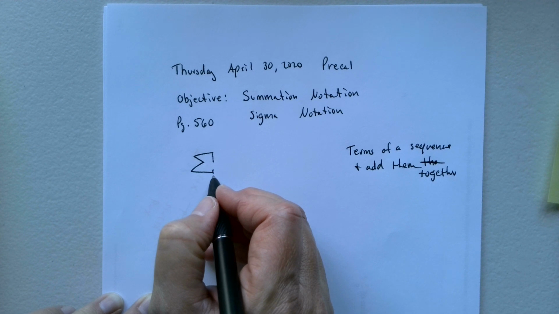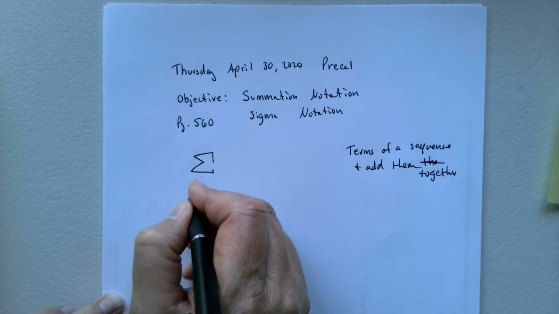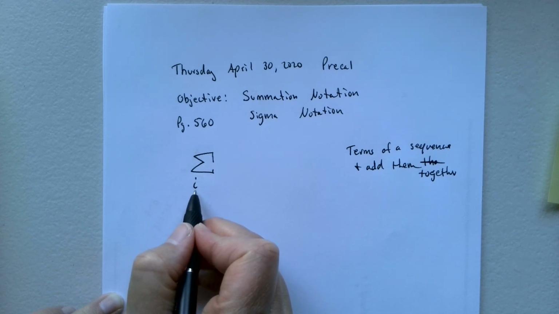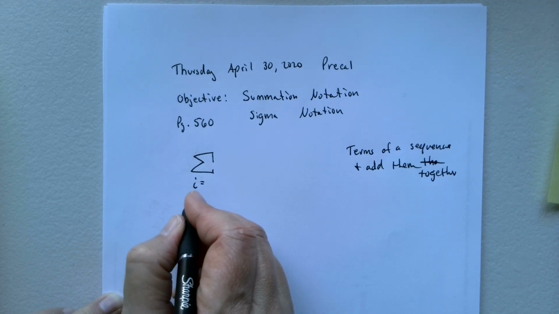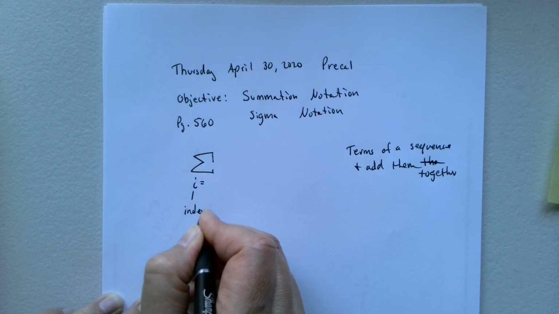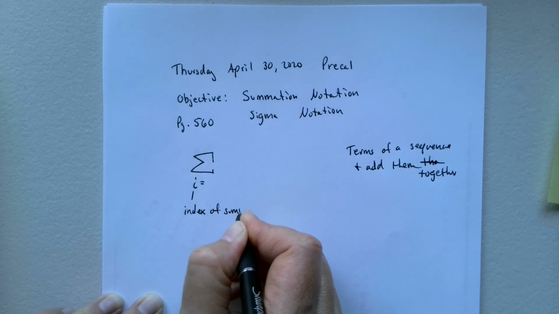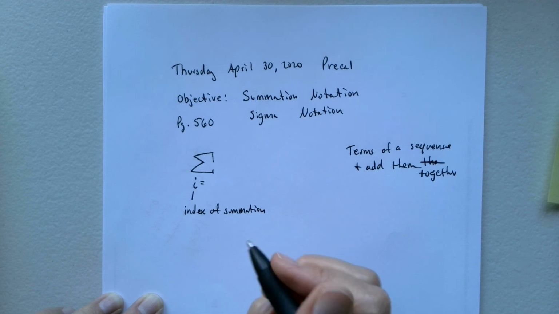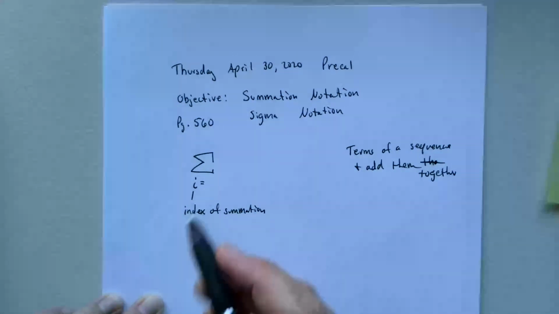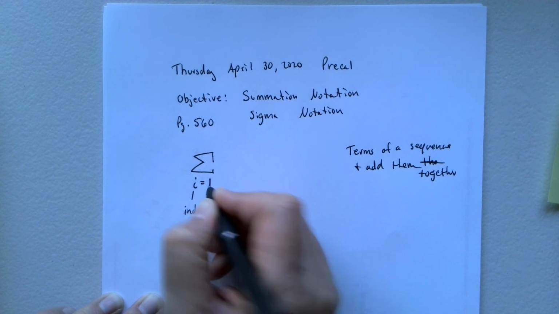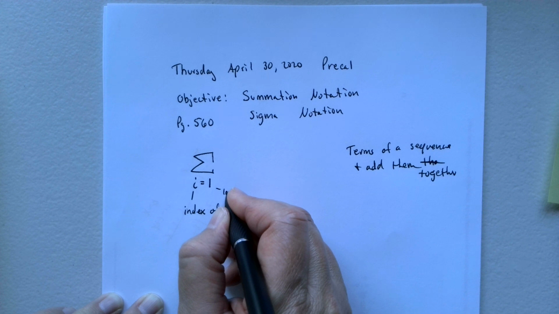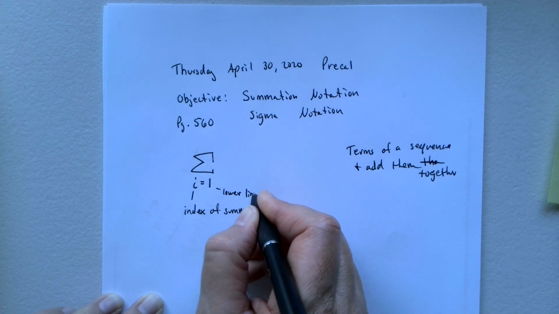And so you're going to have the Greek letter sigma. You're going to have, I'm just going to start with an I because that's what they did in the blue box on page 560. This can be any lowercase letter. And this lowercase letter is called the index of summation. We're usually going to use N, but it could be any letter. And it's going to be equal to a number. I was going to put 1 there. And that is called the lower limit.